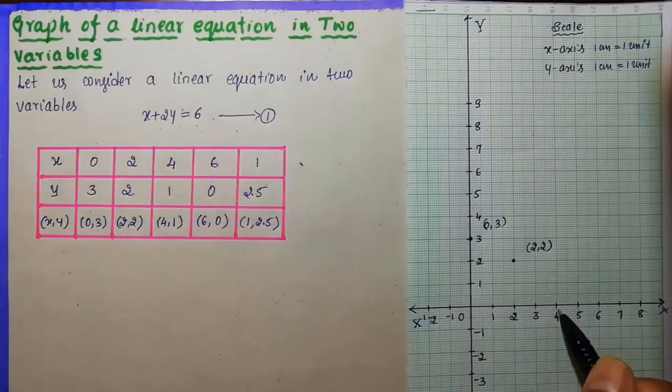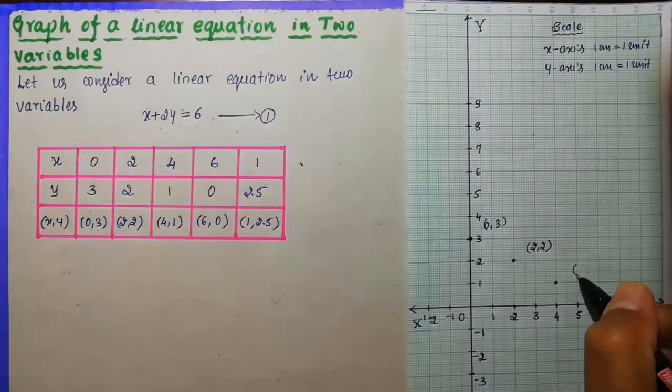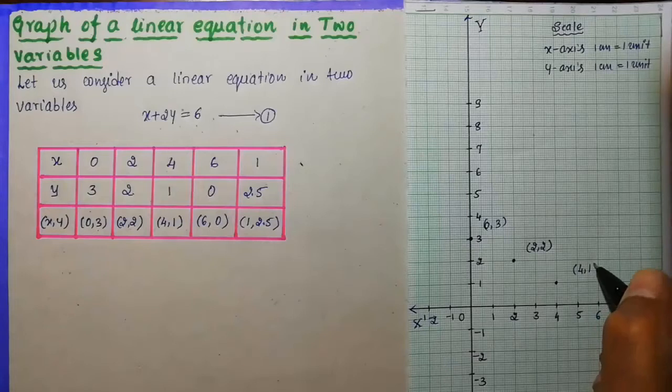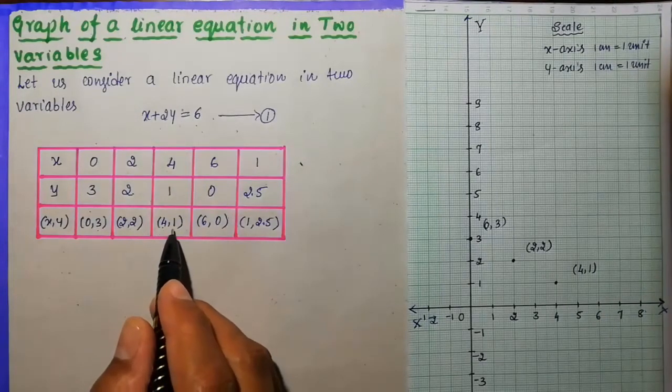Where these two lines meet each other at this point. So that's why this is 4 comma 1. Remember, the first one you have to look on the x-axis, and the second, the y coordinate, look at on the y-axis. Remember, don't reverse these things. If you reverse this, you will get a different position.